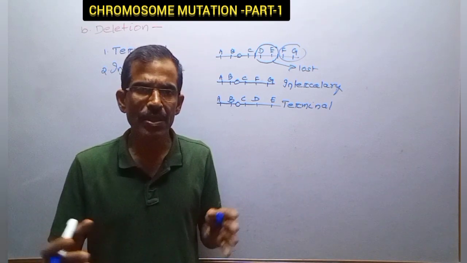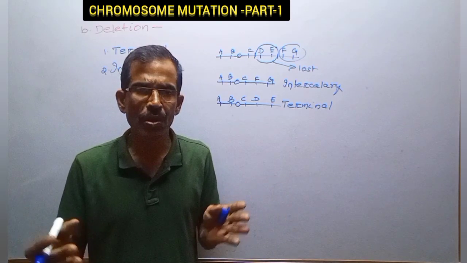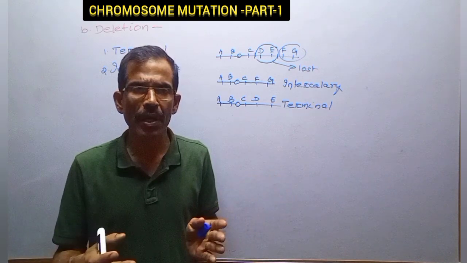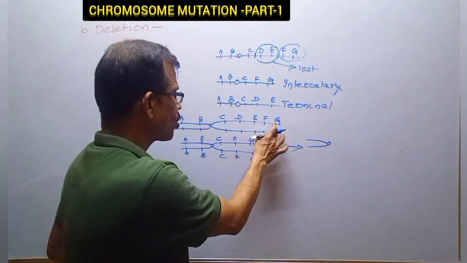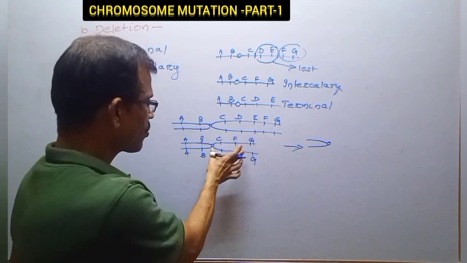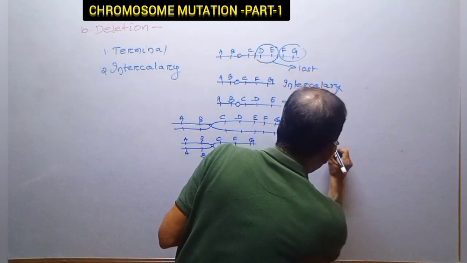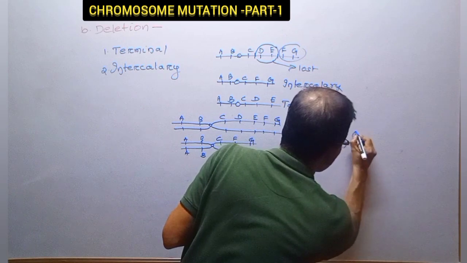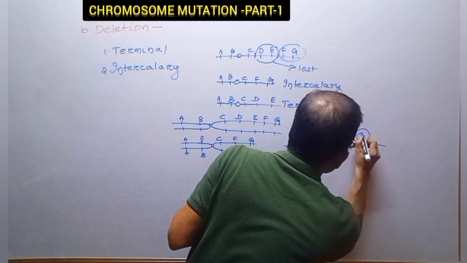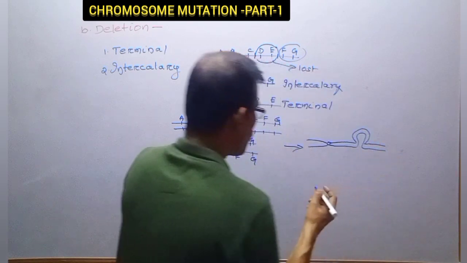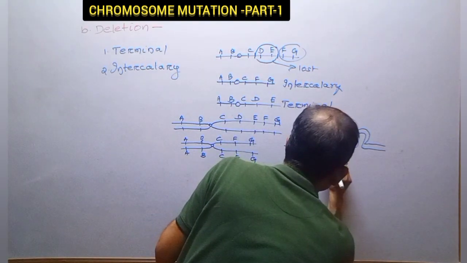For pairing to take place, the normal chromosome forms a loop known as a deletion loop in order to ensure pairing between the two homologous chromosomes. Because one chromosome is normal and the other chromosome has the deletion, during pairing, the normal chromosome forms a deletion loop in order to ensure pairing between the two homologous chromosomes of the pair. So here it is like this.